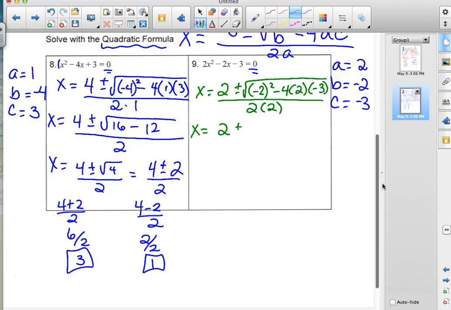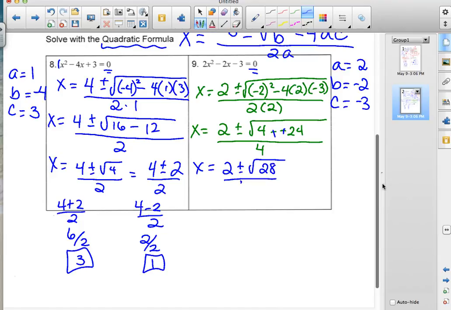Simplifying, we have 2 plus minus a big square root, all over 4. Inside that square root, negative 2 squared is 4. We are subtracting 4 times 2, that's 8, times negative 3 is negative 24. And subtracting a negative is actually the same as adding. So we end up with the square root of 28. So x equals 2 plus minus the square root of 28, all divided by 4.